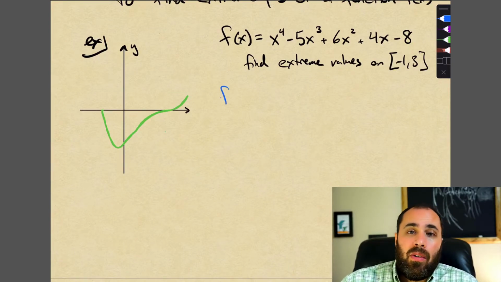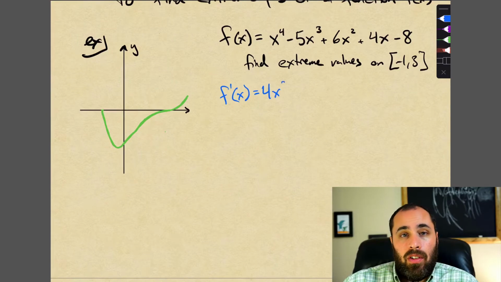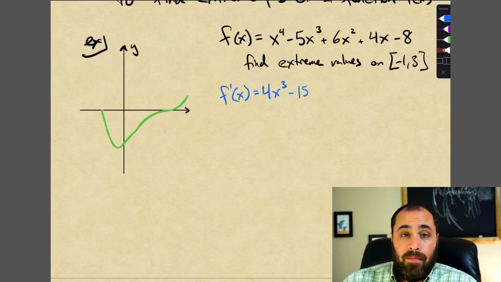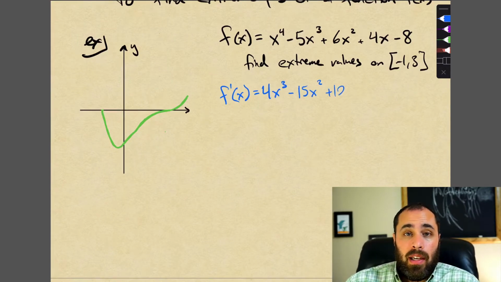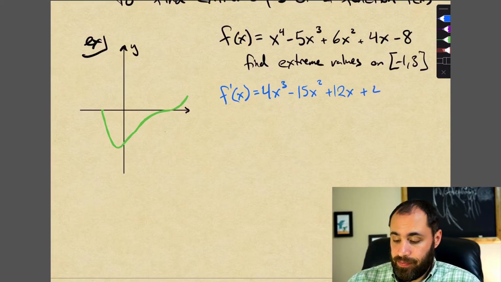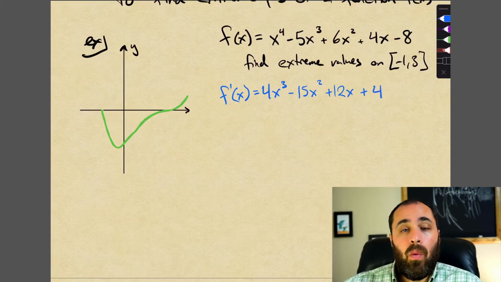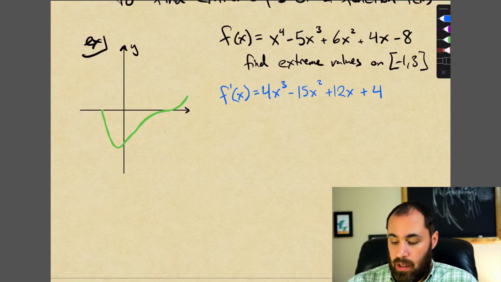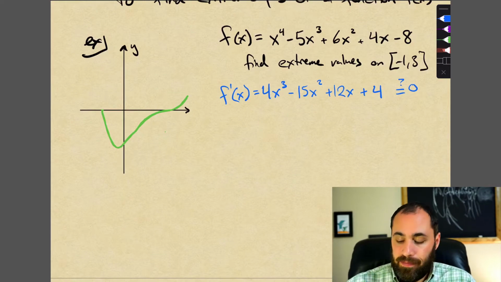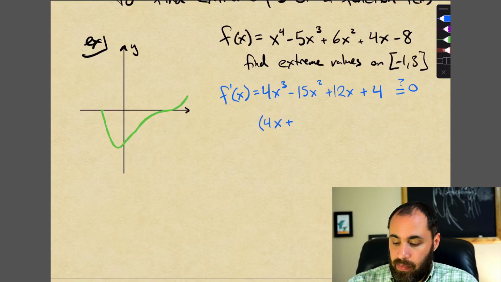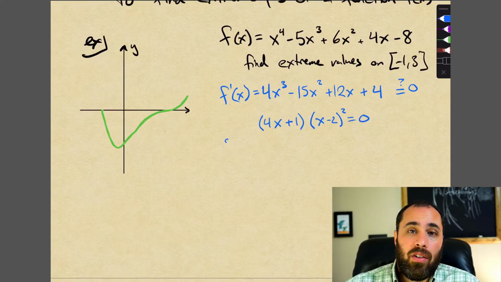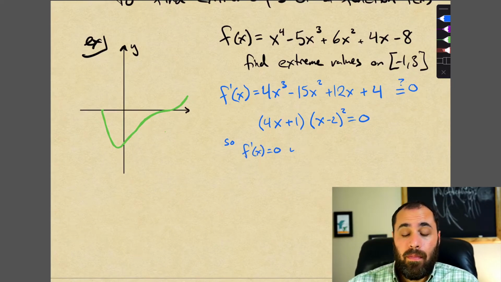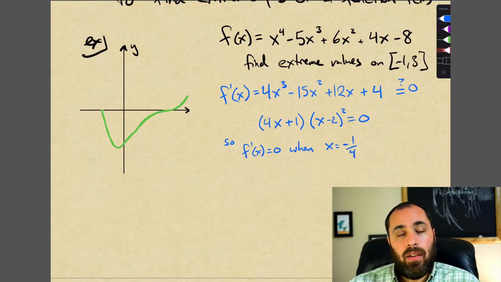We want to optimize this function f of x on the domain from -1 to 3. We can start by taking the derivative of f. We want to know when that's equal to 0, so we can solve. I'll factor here to make that easier. And we find that there are two critical points, x = -1/4 and x = 2.